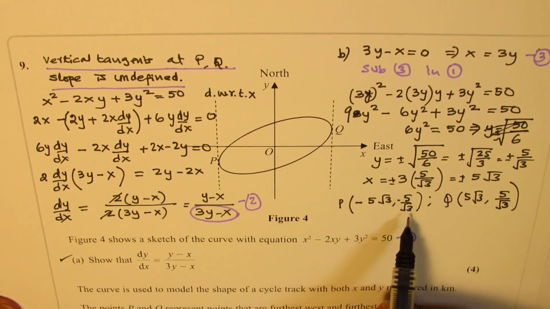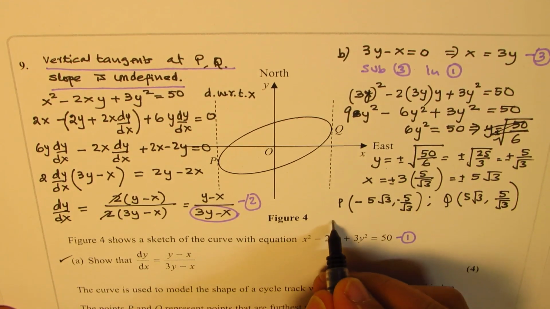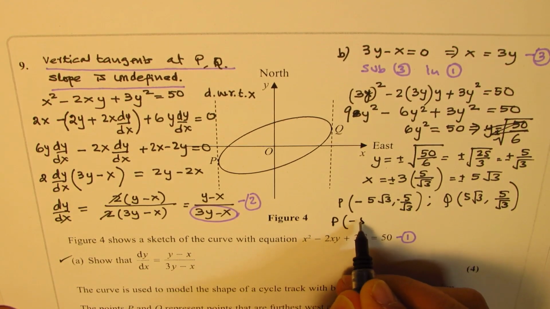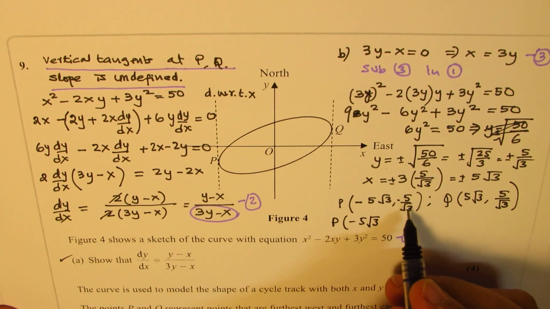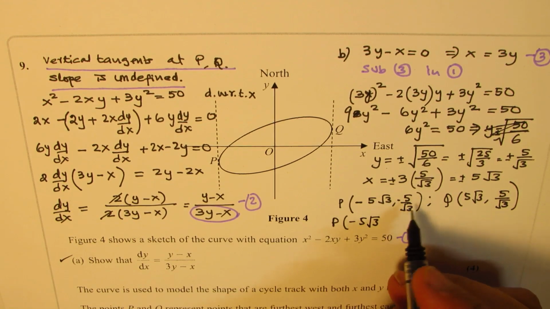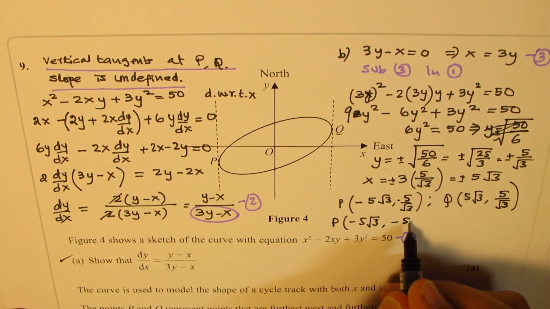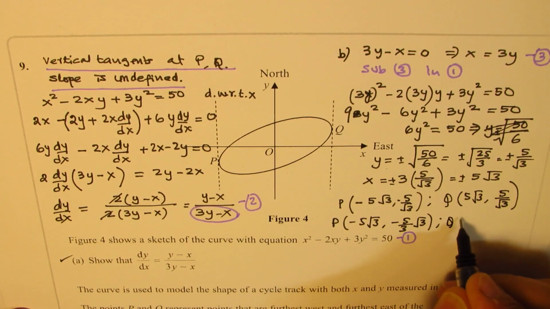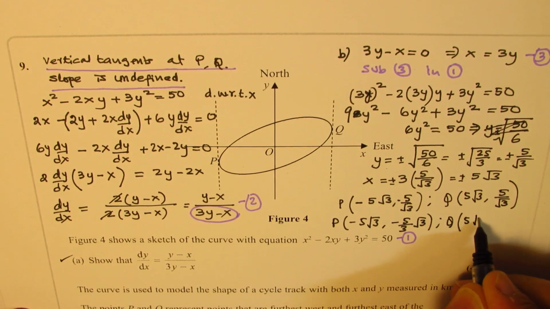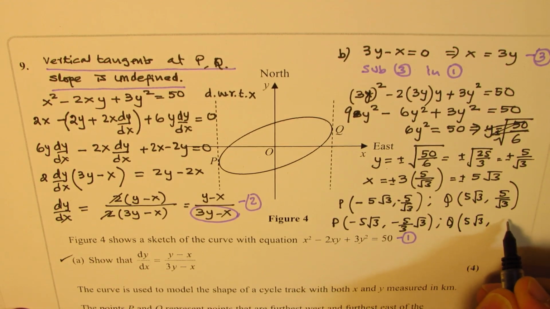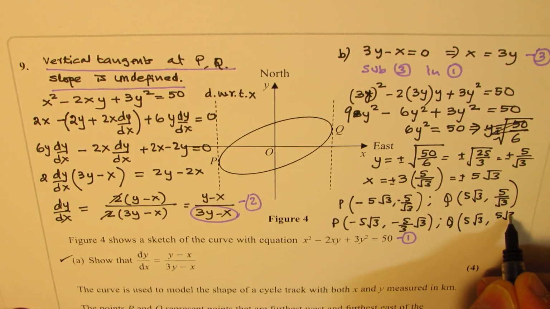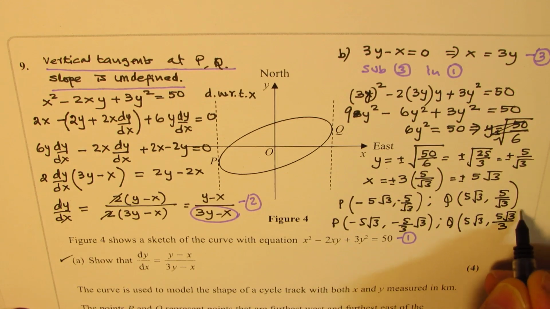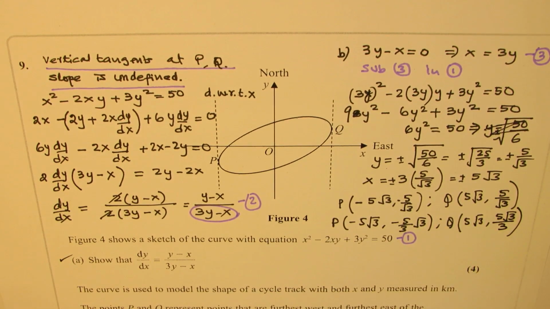Now it's good practice not to write square root 3 in the denominator, as you should do. We should write this answer by multiplying by square root 3, right? So we get P as minus 5 square root 3, minus 5 square root 3 over 3. And Q will be 5 square root 3, 5 square root 3 over 3. Clear? So those are the 2 points P and Q for you.